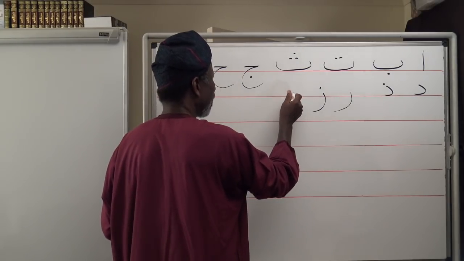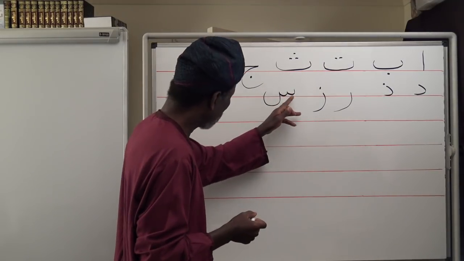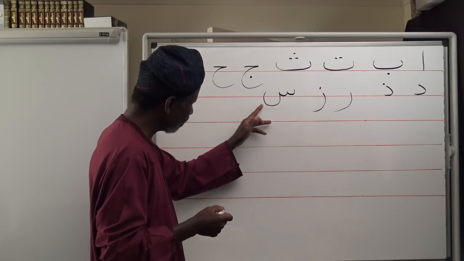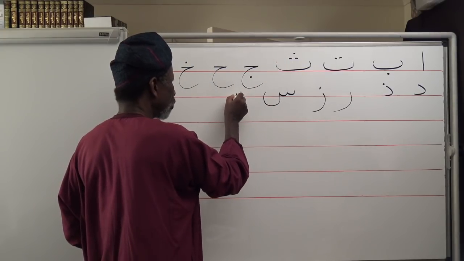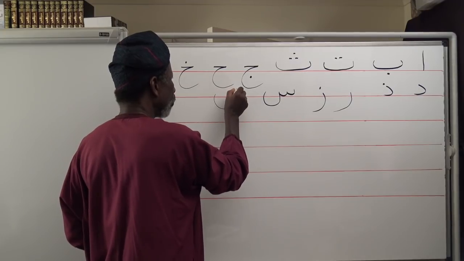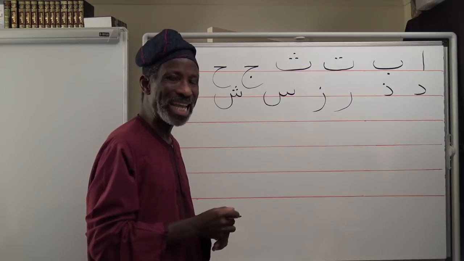Followed by sin, that's your sin. Look at the sin, a little bit dips below the line and then back up again. And then we have shin, that's with three dots, that's shin, the same shape as sin.